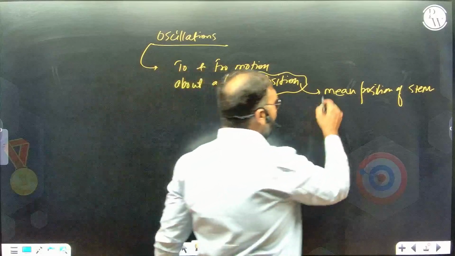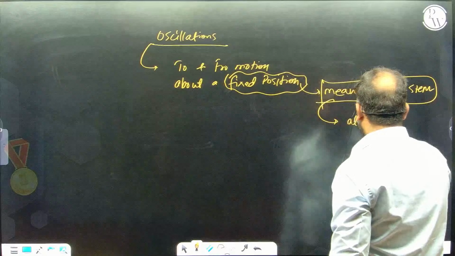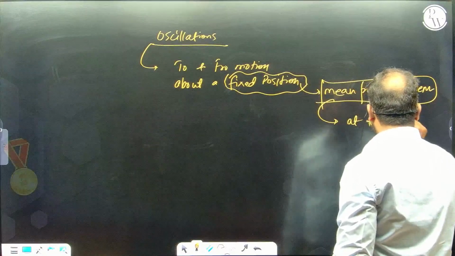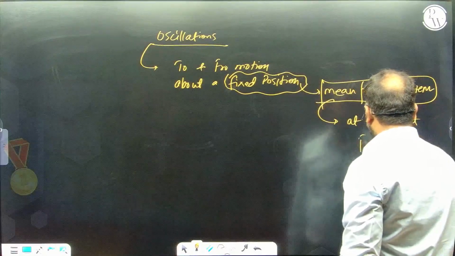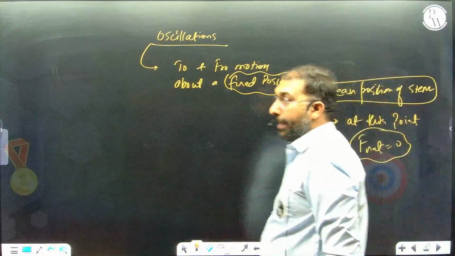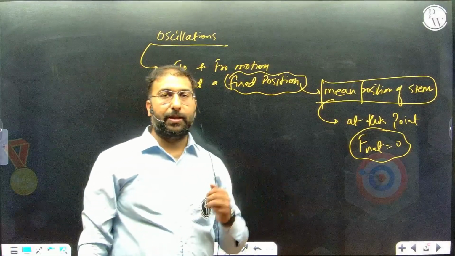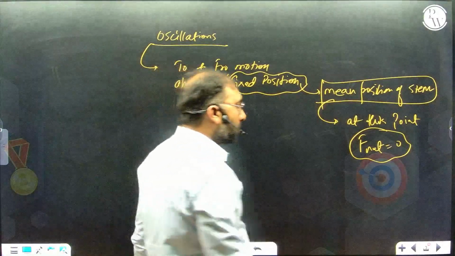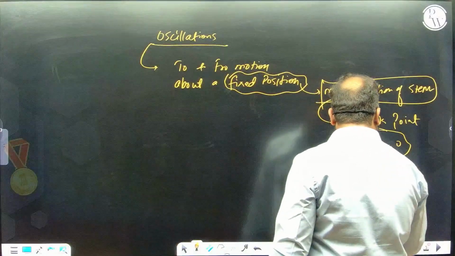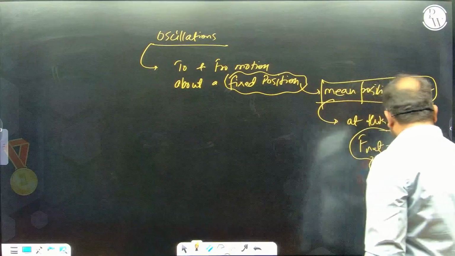And how do we identify this mean position? At this point, F net on the particle should be 0. This is important. At mean position, the net force acting on the particle should be 0. It should not be experiencing any force. So basically at this point, the particle is in equilibrium, okay?